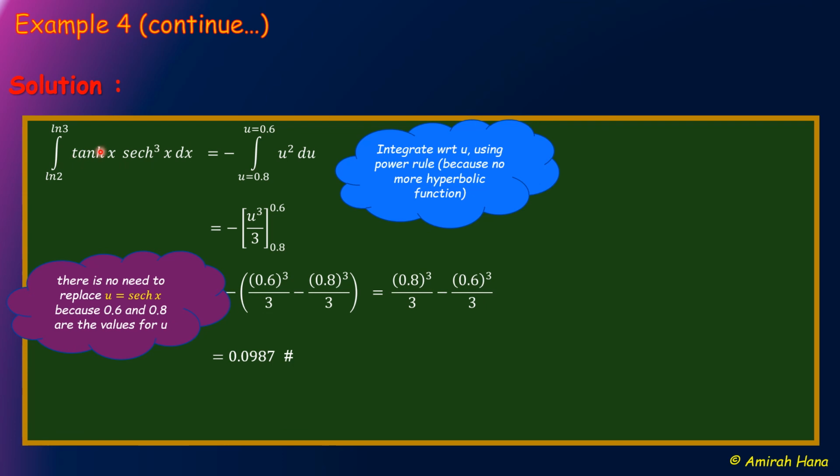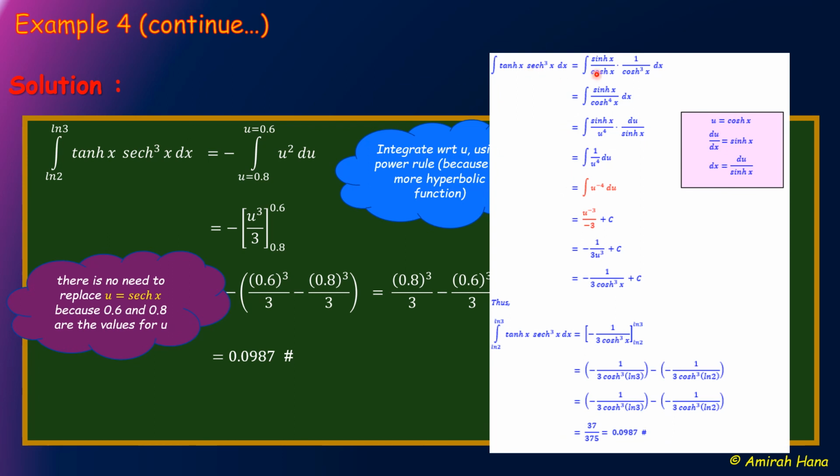Alright, let's say you have no idea how to integrate this function. So first step, what should you do? You just change this function into basic hyperbolic function. What is basic hyperbolic function? Basic hyperbolic function means sinh x and cosh x.